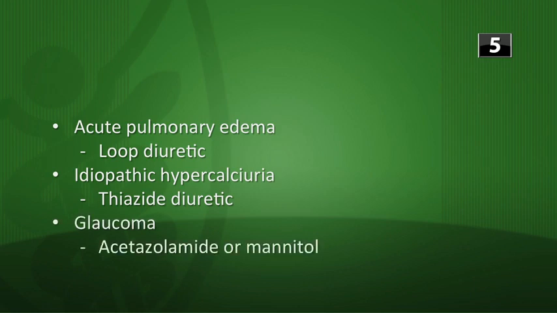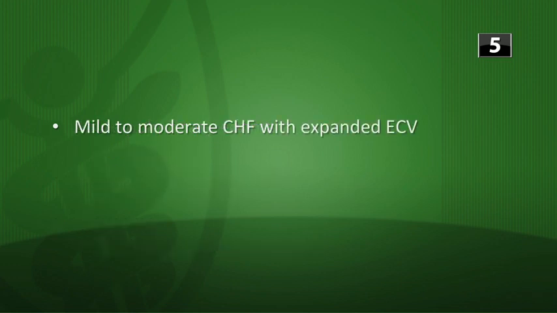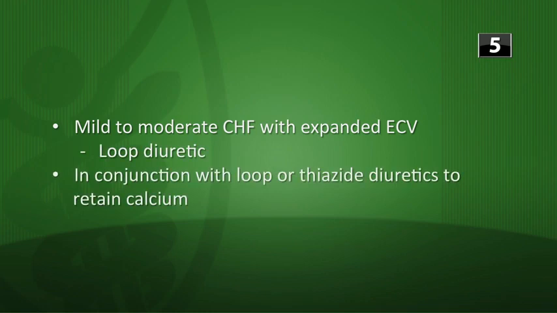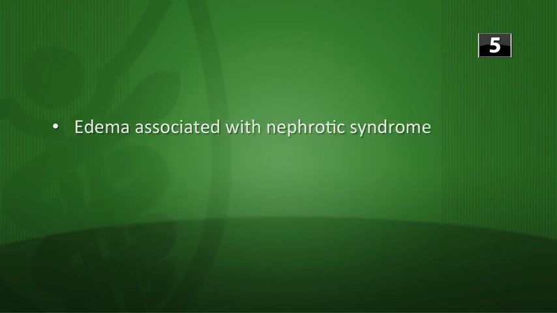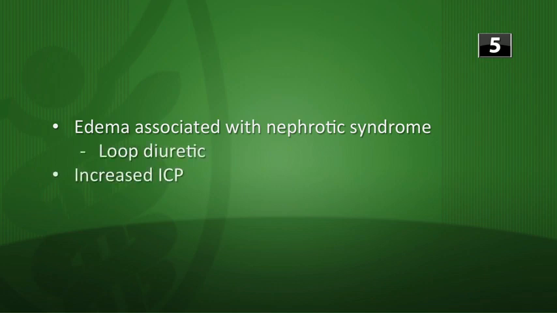Glaucoma would either be acetazolamide or mannitol, depending on what kind of glaucoma you're dealing with. Mild to moderate CHF with expanded extracellular volume. So if this is really mild, you might use a thiazide, but classically with heart failure patients, you're going to use a loop diuretic. In conjunction with loops or thiazide diuretics to retain potassium, that would be any of the potassium-sparing diuretics. Edema associated with nephrotic syndrome, usually you're going to reach for a loop diuretic. Increased intracranial pressure, you're going to go for mannitol again, not for its diuretic action, but to act as an osmolar load that's going to draw that fluid out of the brain interstitium.